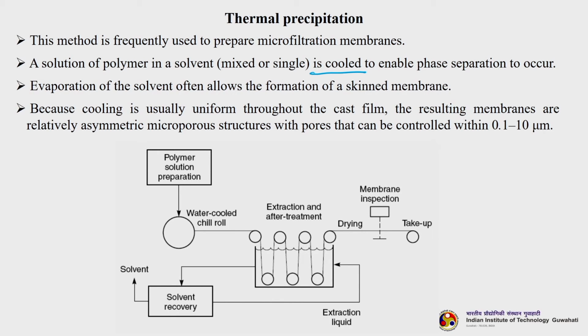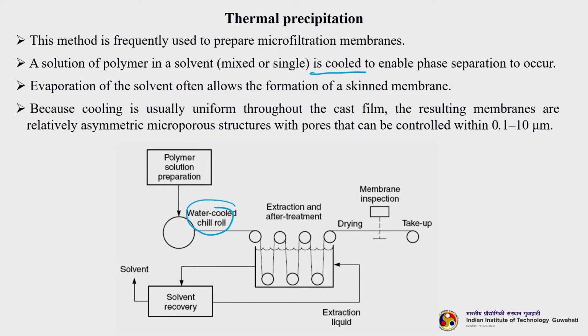The resulting membranes are relatively asymmetric microporous structures with pores that can be controlled within 0.1 to 10 micron. Very small pore sizes can be obtained. You can see in this diagram that the polymer solution is poured on a water cooled chill roll, which is rotating in this direction. Once the chill roll cools the casting solution, it results in a polymeric film.